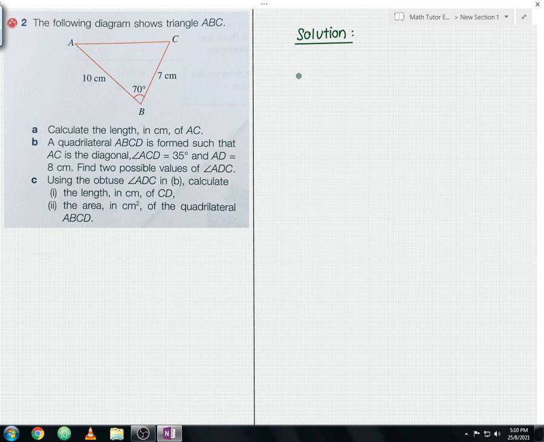Now I'll be discussing Form 4 Additional Mathematics Chapter 9 Solution of Triangles HOTS question example 2.